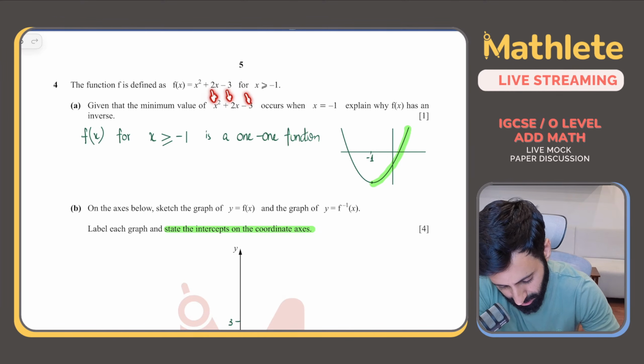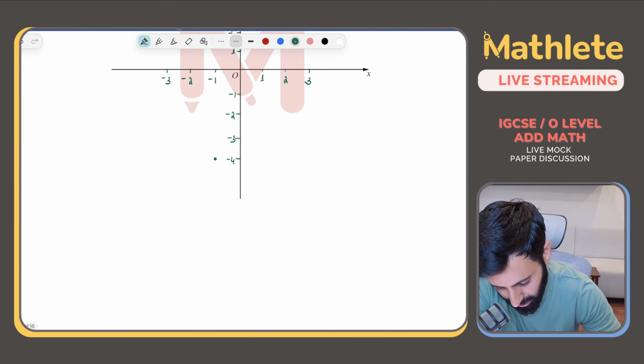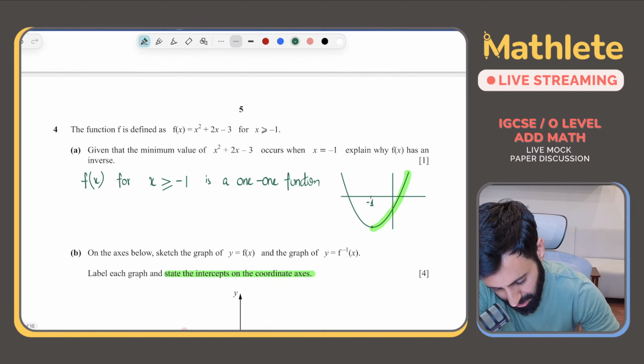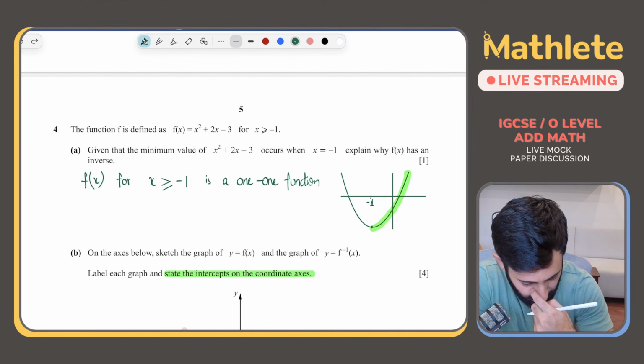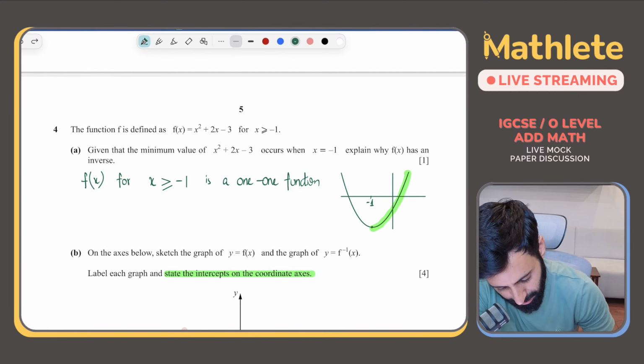Minus 1 minus 3, that's equal to minus 4. So that means when x is minus 1, y is minus 4. And the y-intercept is minus 3, which can be seen from the equation itself. What about the x-intercept?